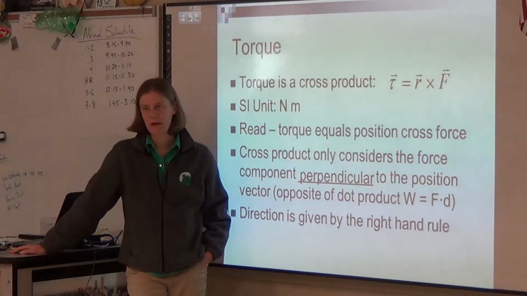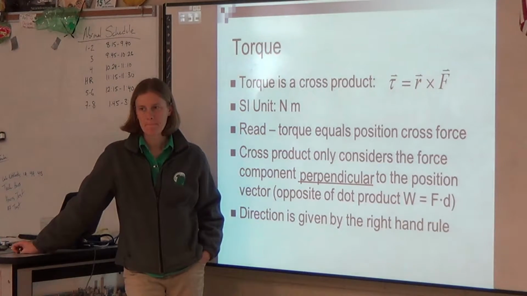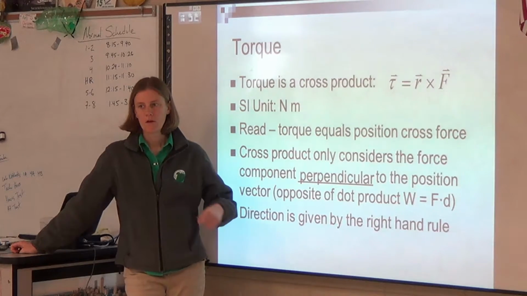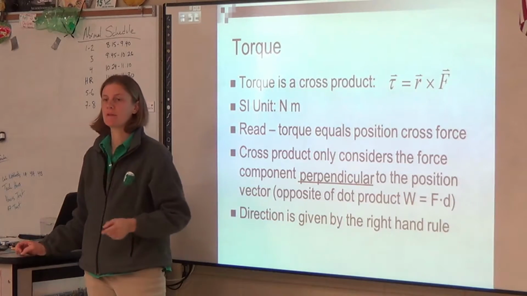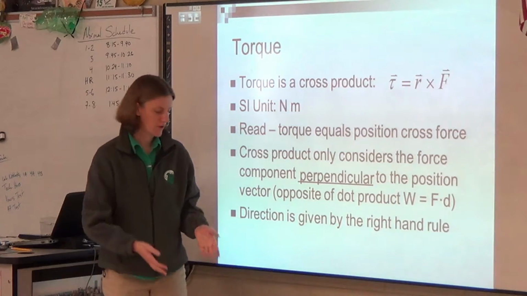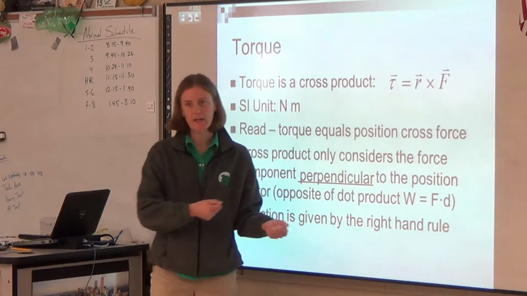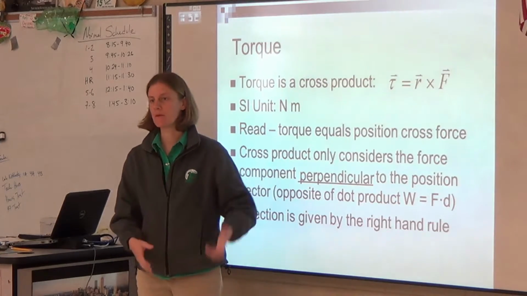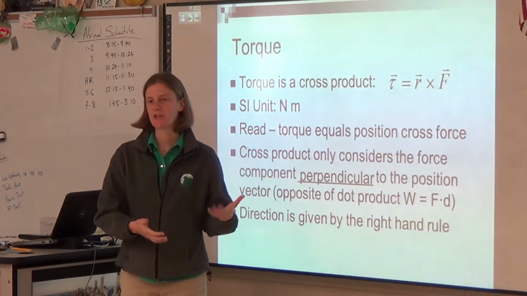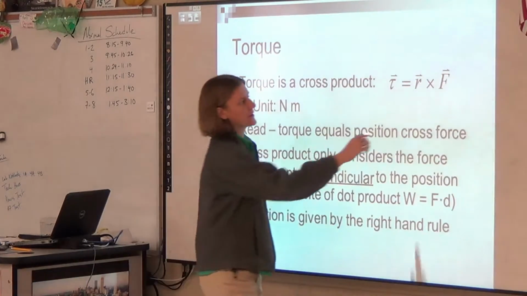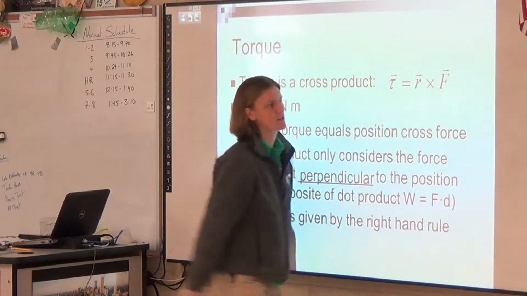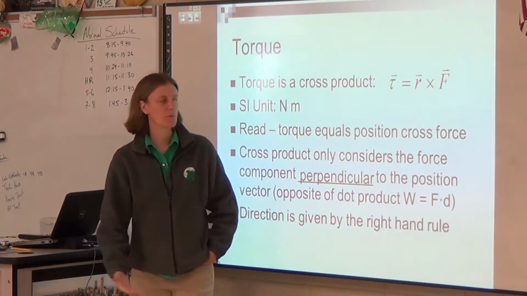Do you remember what we used dot product for? Yes, work, which we did as force times distance, but they had to be in the same direction. If I was lifting up this crate, the distance is up, the force is up. Those are in the same direction. That would be positive work. Cross products, just the opposite. You do not want those things to be in the same direction. That would not help you rotate it.